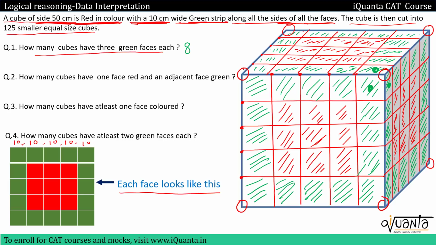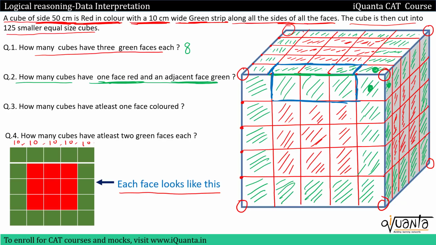This was very simple. Now the second question is, how many cubes have one face red and adjacent face green? One face red and adjacent face green means 2 faces of that cube should be colored. So where do we have cubes having 2 faces colored? They are on the edges, on this edge. Let me mark all the edges over here. Like this is an edge. On this edge we'll have cubes having exactly 2 faces colored.